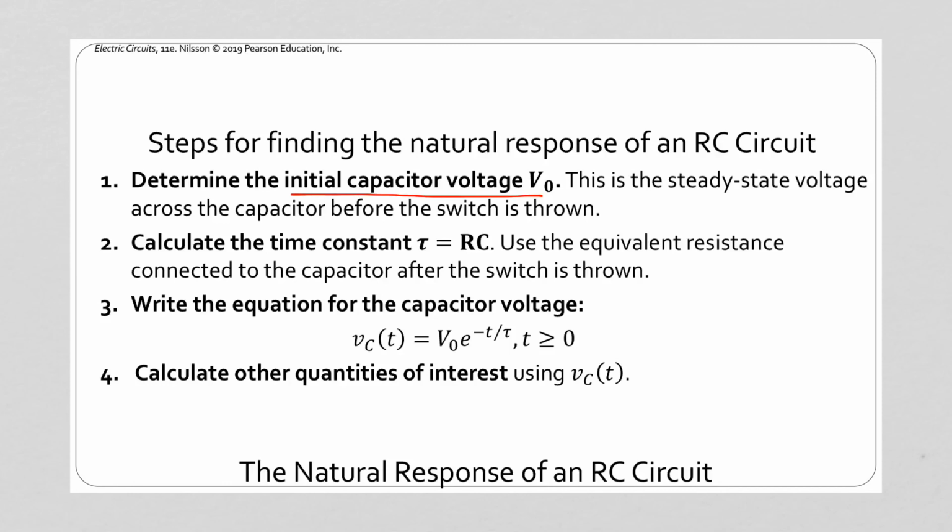After the switch has been thrown, you look at the new circuit that the capacitor is connected to, and you calculate the time constant, tau, which is R times C. C is the capacitance of the capacitor. R is the equivalent resistance as seen from the perspective of the capacitor. Once you have these two values, you can find the capacitor voltage as a function of time. Once you know the capacitor voltage as a function of time, you can find the capacitor current as a function of time, and you can find any other voltages, any other currents in the circuit, any powers or energies being dissipated based on what you're being asked.